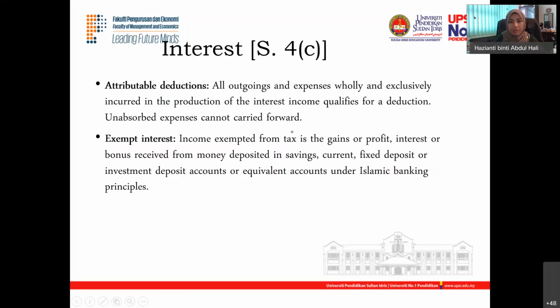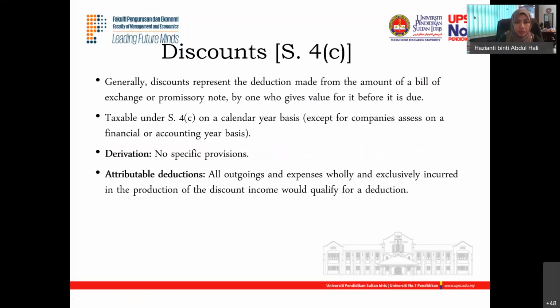Because under both Islamic banking and the conventional bank, both interests are actually exempted. Alright, the third one, still under section 4C, is discounts. It represents a deduction made from the amount of a bill of exchange or promissory notes by one who gives value for it before it is due. So it is taxable on a calendar year basis, except for companies.